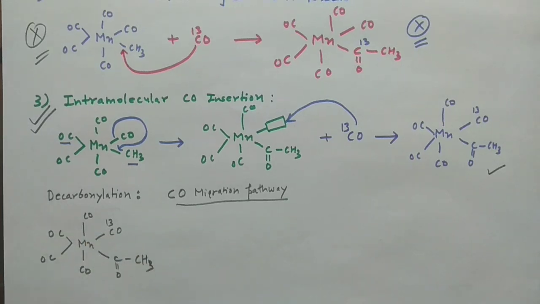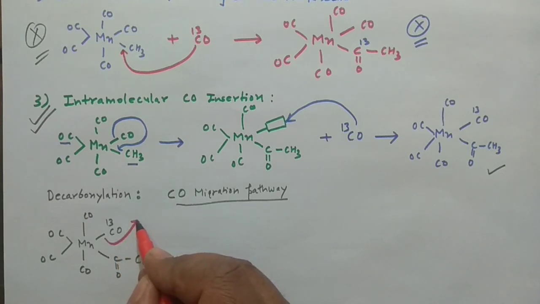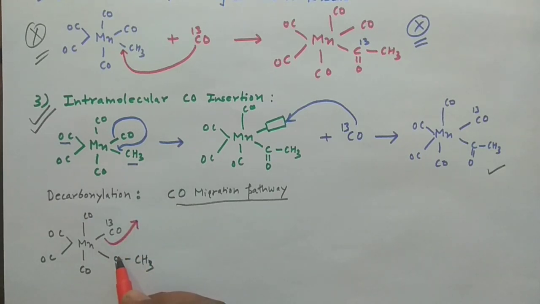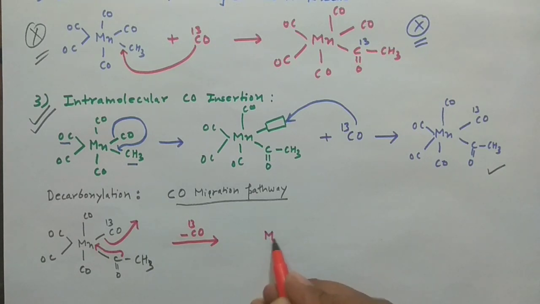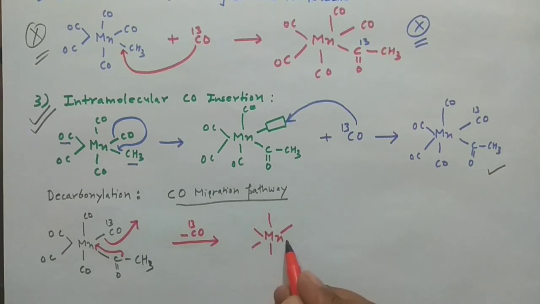So in that case what will happen? This will leave from here to here, and this carbonyl will move onto this metal. When it moves to this particular metal, this will be knocked out, and this carbonyl will take the place of this particular 13C labeled CO group. So here I am writing minus CO13. It is leaving from here. Then you will have your original complex, Mn and CH3. This is CO.